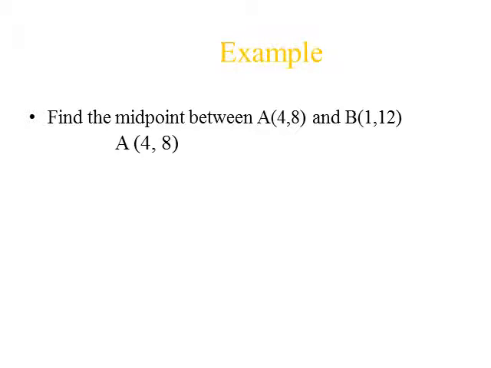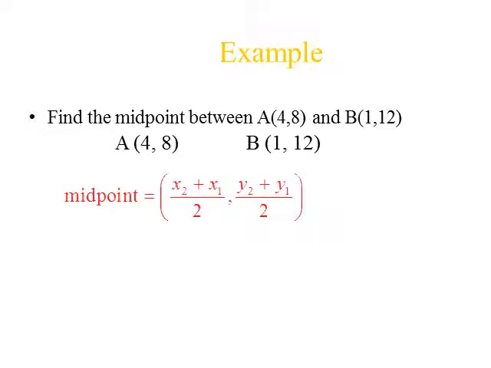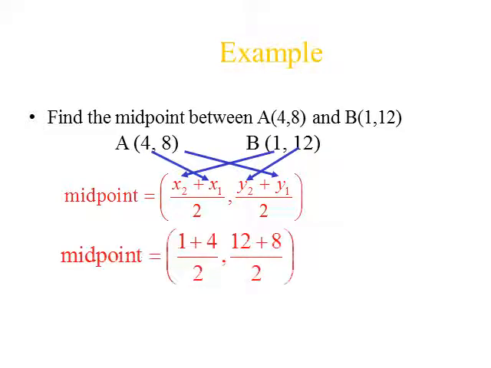Find the midpoint between A (4, 8) and B (1, 12). I'm going to apply the rule of the midpoint. I have two points, A (4, 8) and B (1, 12). The rule is x2 plus x1 over 2, y2 plus y1 over 2. Replace x2 with 1 and x1 with 4, over 2. y2 will be 12 and y1 will be 8. Finally, it will be 1 plus 4 over 2, 12 plus 8 over 2, which means (5 over 2, 10).